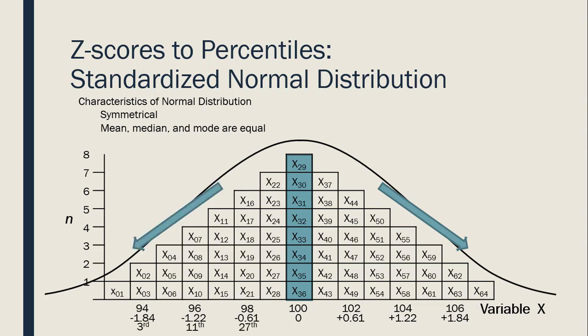When we convert these scores to percentiles, we see a score of 94 falls at about the 3rd percentile. So x1 has an IQ score lower than 97% of the individuals in the sample. The mean falls directly at the 50th percentile, which is the median. And as we move away from the mean, again, the scores are less and less likely, with the 64th score being higher than 97% of the sample.